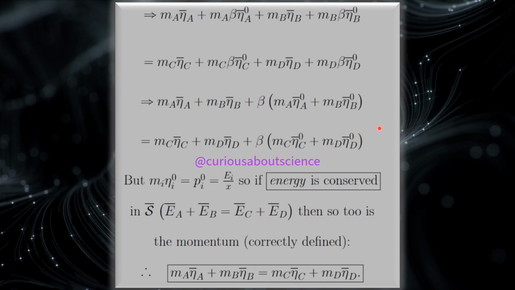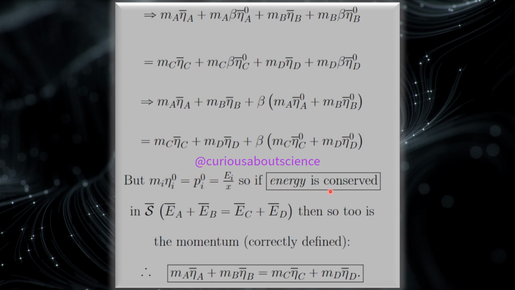And of course, if we want to say this, and we say that energy is conserved, then we need to say that m_i eta_i naught is equal to p_i naught, which is equal to E_i over c. That's a typo, that X should actually be a c. So we have the energy divided by c is equal to the zeroth component of the momentum 4 vector.